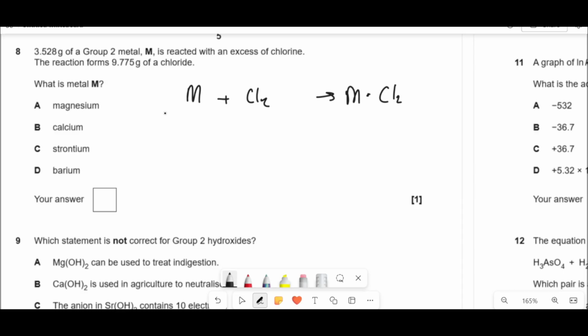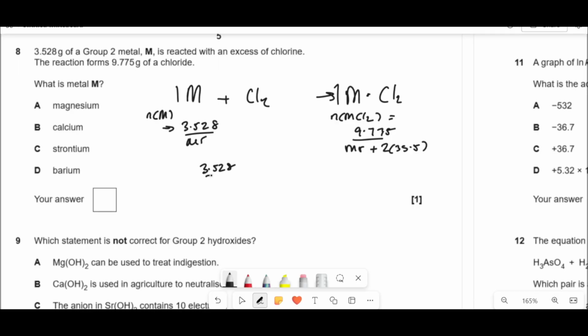So then here, the moles of the M, this mysterious metal, is going to be its mass over its MR, which is going to be 3.528 over the MR, which we don't know what it is, right? Now, for the MCl2, they've told you the moles of this is going to be 9.775 over the MR of this thing, which is going to be MR plus 2 times the MR of the Cl, so plus 2 times 35.5. Okay, cool. Now, they're in a 1-to-1 ratio here, so that means that this has to equal this.